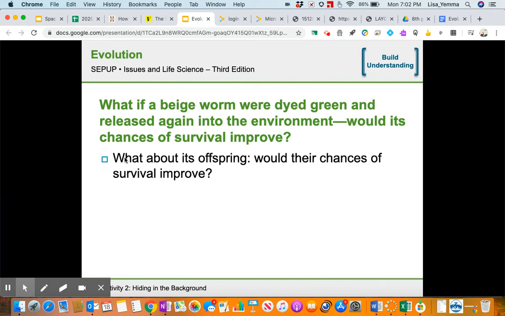So if my genotype is to be a beige worm and I dyed that worm green, now my phenotype is green. Do I pass that green gene onto my offspring? No, I don't have a green gene. I have beige genes. I literally just changed my phenotype. So sometimes with evolution, we think about how it's manipulated.